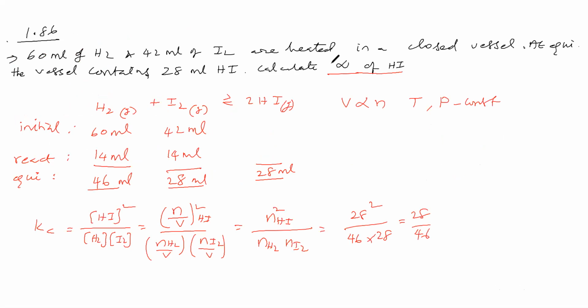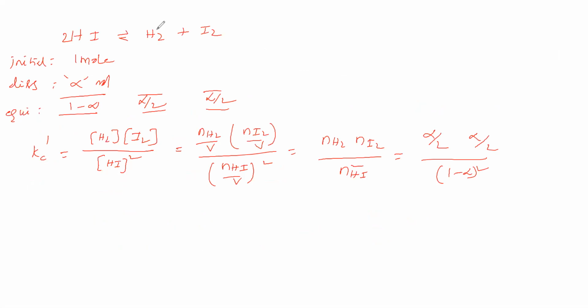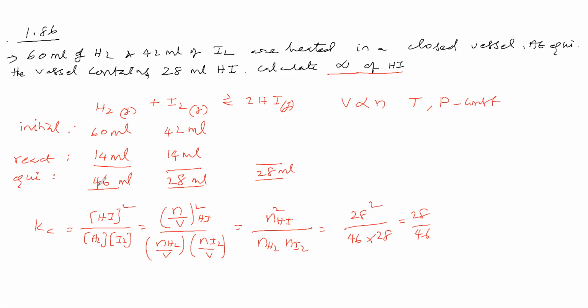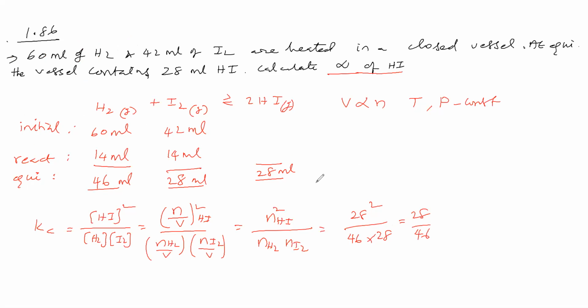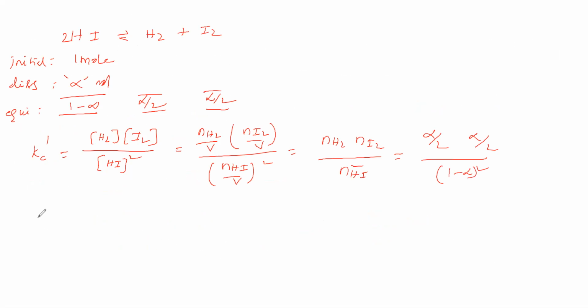Whether Kc is given or not: for this dissociation of HI, Kc is not given. But we know Kc for this equation. This equation and the required equation are reverse of each other. Therefore, the Kc for the required equation is the reverse of the previous one. So reversing it, we'll get 46 by 28 as the Kc.